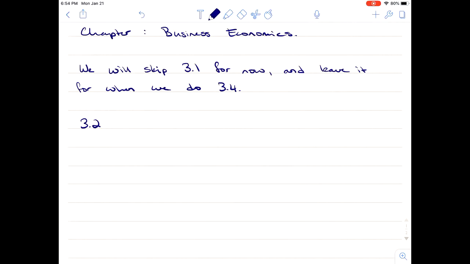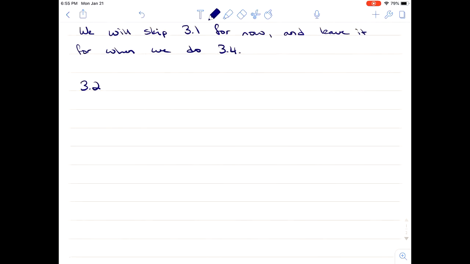So 3.2 is called merchandising, which is also the first section on your formula sheet. This is the first part where we head into the formula sheet, and that's why you got it today. So, merchandising.